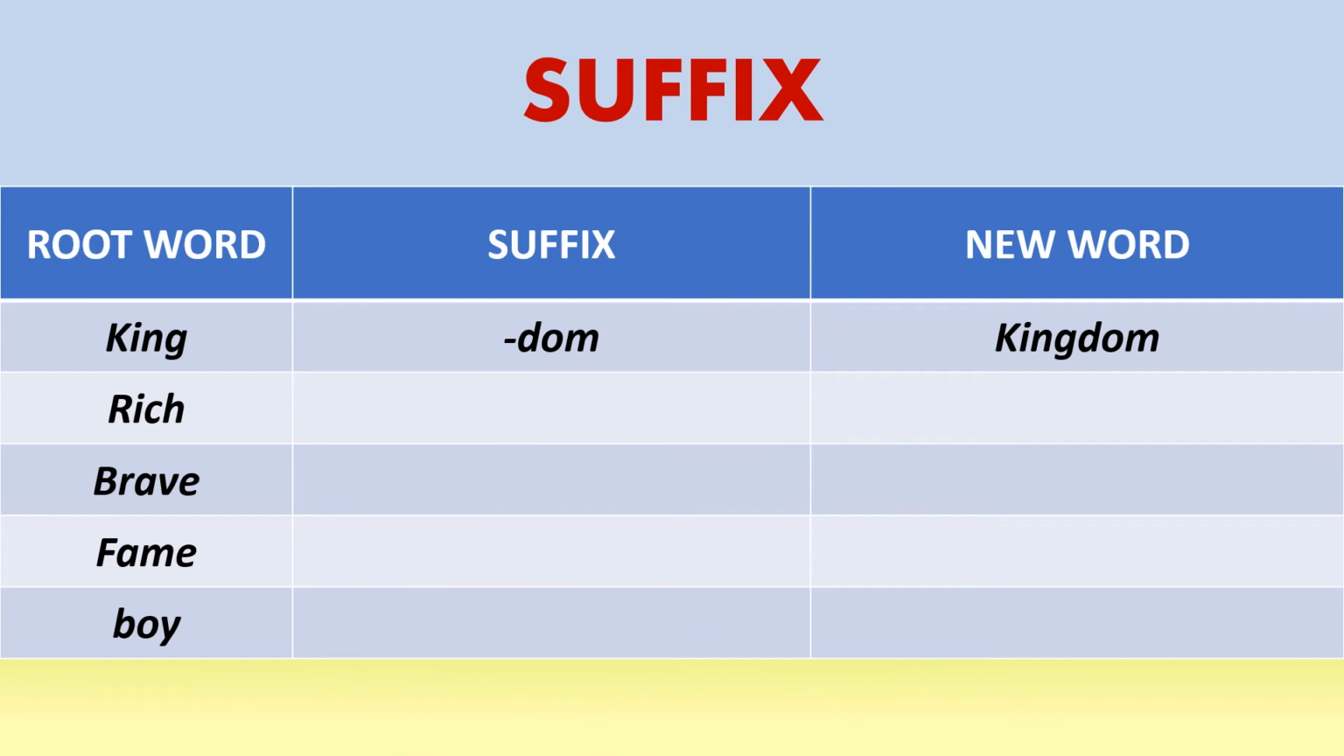Here is the textual table for suffix. They gave us root word, suffix and new word. Here the first one is done for us. First root word is king. Suffix dom. What is the new word? Yes, it is kingdom. And what about the remaining root words? What do we have to add as a suffix and what will be the new word? Let us check.